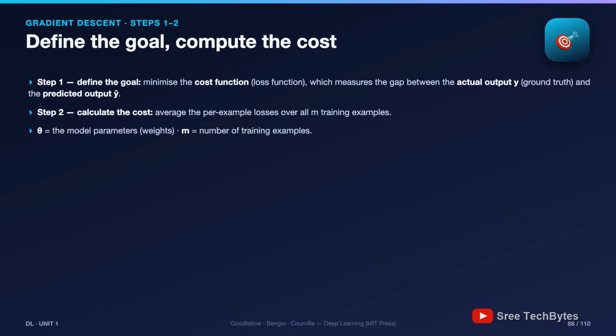Now, a distinction the textbook flags as important and examiners quietly adore. Loss function: the error of one single example. Cost function: the average error across all training examples. Loss is one house's mispricing, cost is the whole dataset's report card.